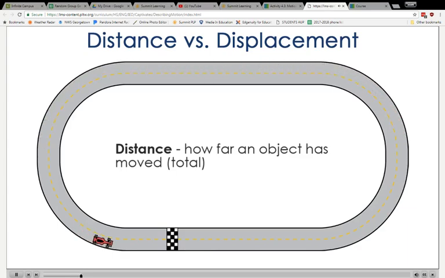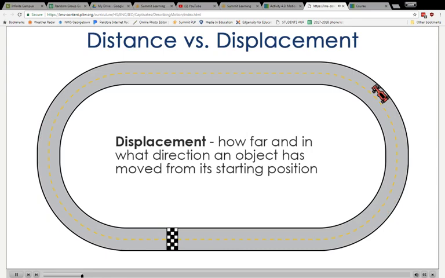It doesn't matter which direction you drive or how many turns you make, the odometer just measures how far the car has traveled. Displacement, however, is the distance an object has moved from the starting position. It doesn't matter how the object gets to a certain position, the displacement is how far, in a straight line, and in what direction that object has moved from its starting point.